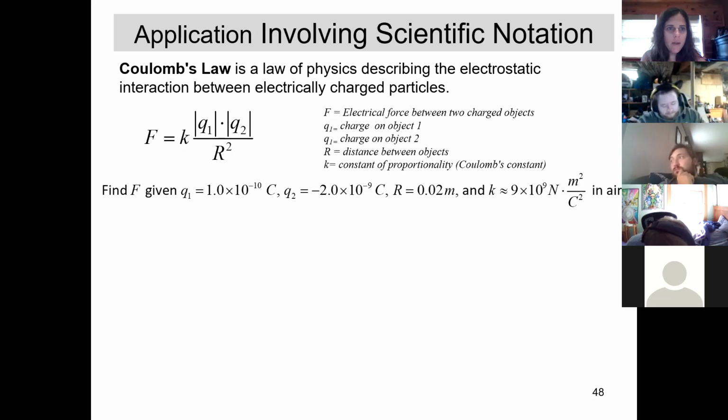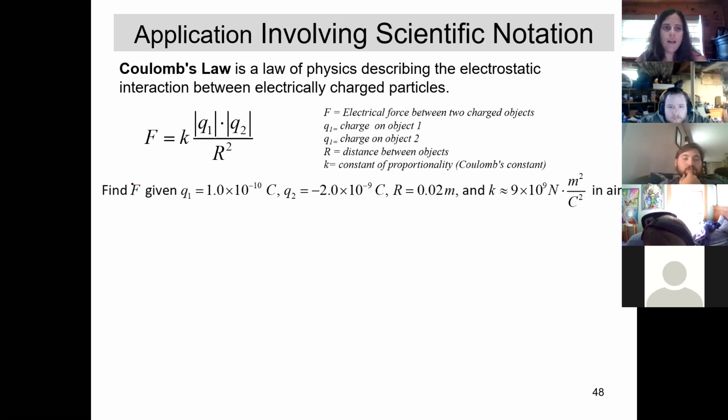And here we are. So we've got F, and that's the electrical force between two charged particles. And you have K. Don't worry about it. It's the constant of proportionality. And then you have Q sub 1 and Q sub 2 inside of absolute values, so you need them to be positive. You're going to multiply them, and then divide by R squared, R being the distance between the objects. So you're going to square that. Just follow your order of operations.